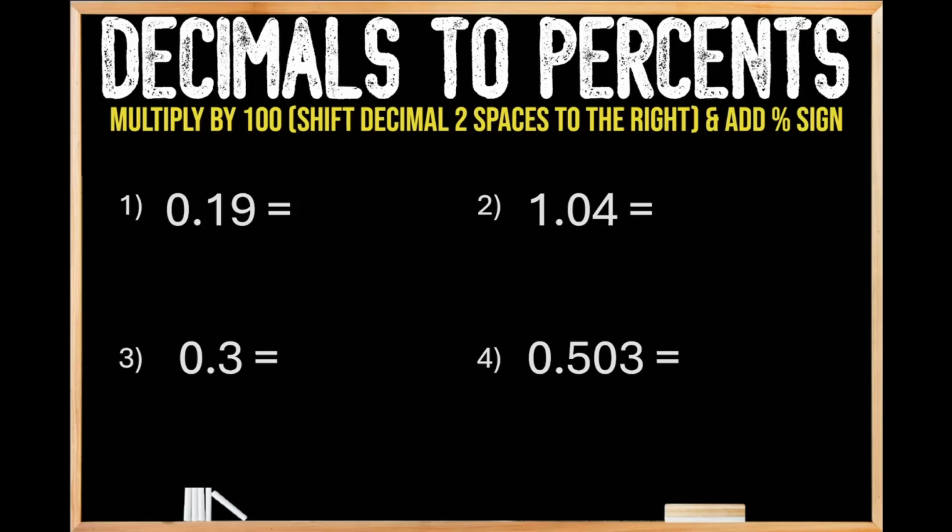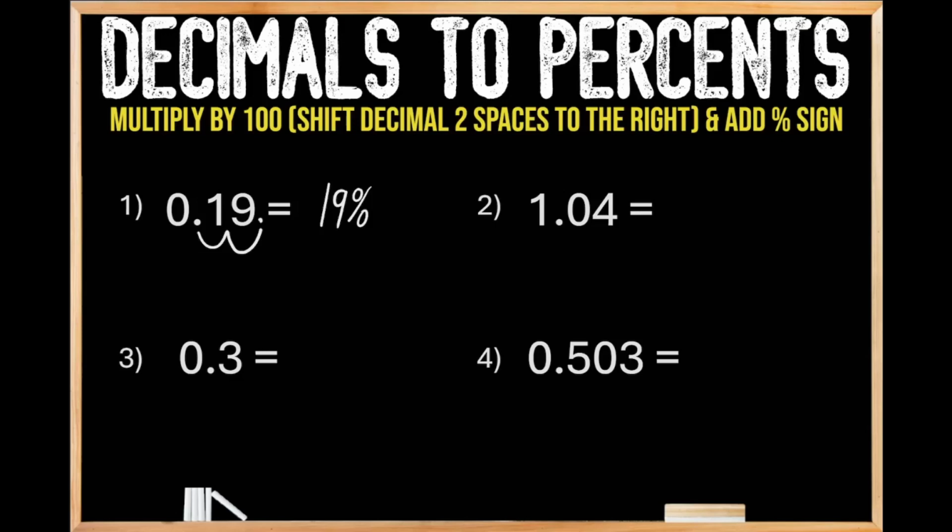And as we can see up top here, highlighted in yellow, in order to convert decimals to percents, we're going to multiply the decimal by 100, and then we're going to add the percent sign. So for question number 1, we're going to convert our 19 hundredths into a percent by multiplying that 19 hundredths by 100. And we can accomplish this multiplication by simply shifting the decimal 2 spaces to the right. So we're going to shift this decimal once and twice, which is going to give us 19. And then we're going to add our percent sign, giving us 19%.